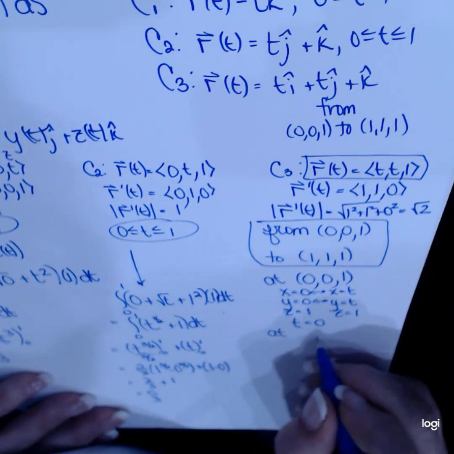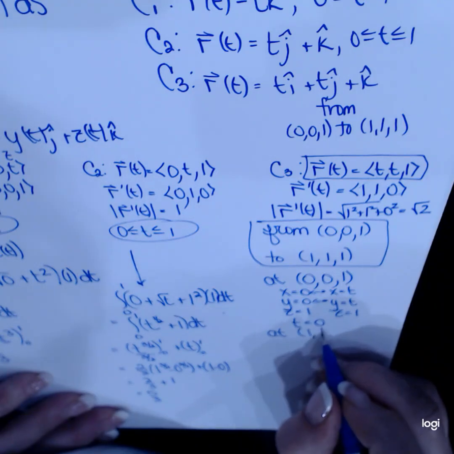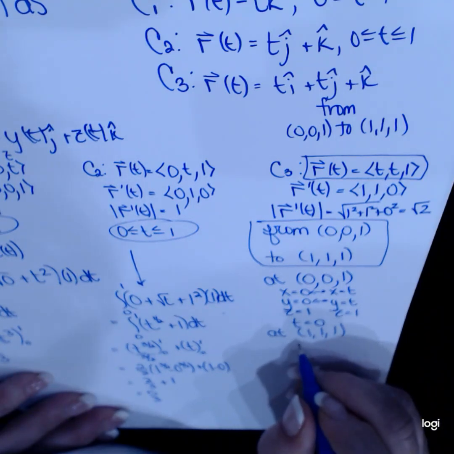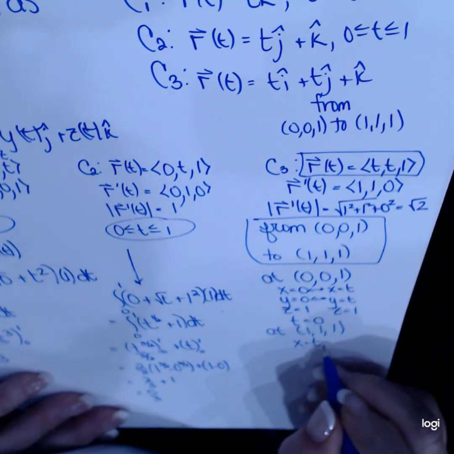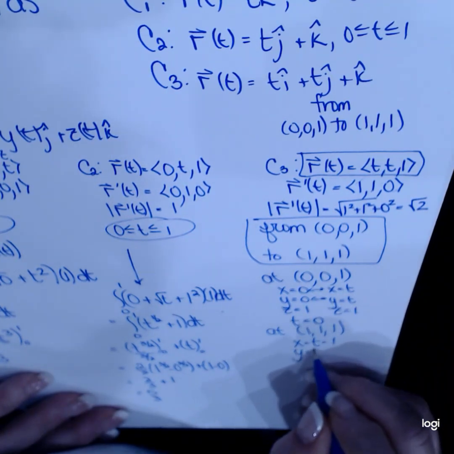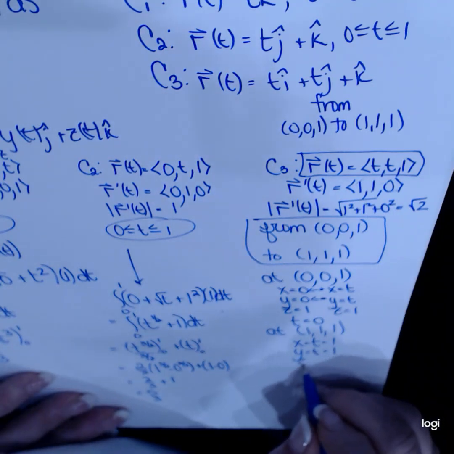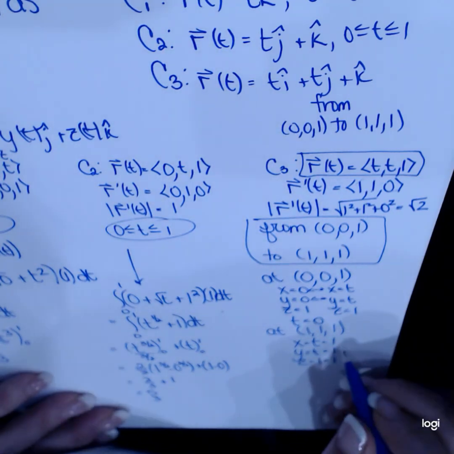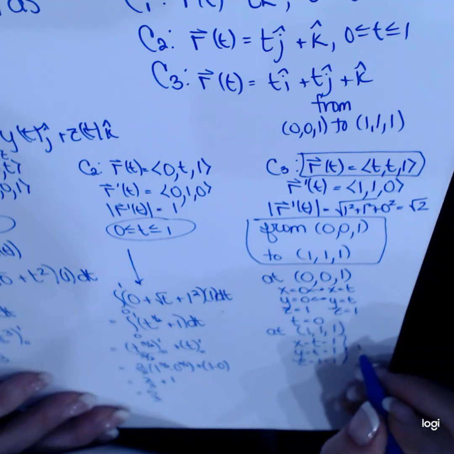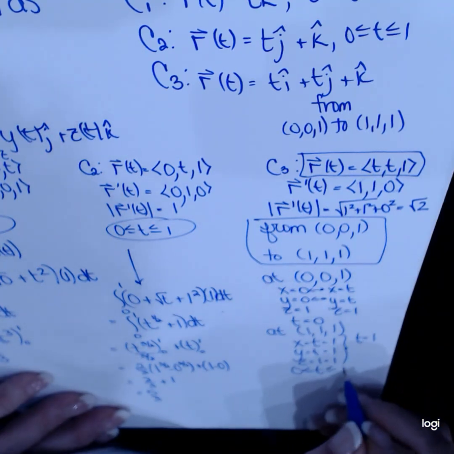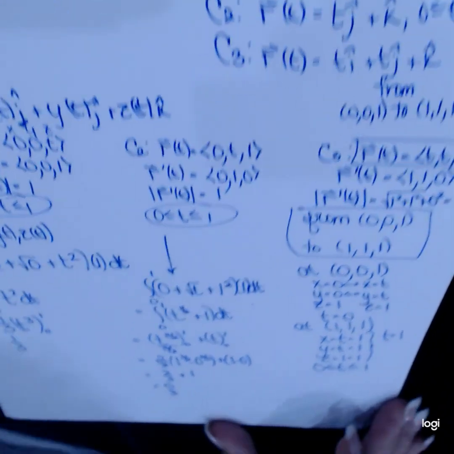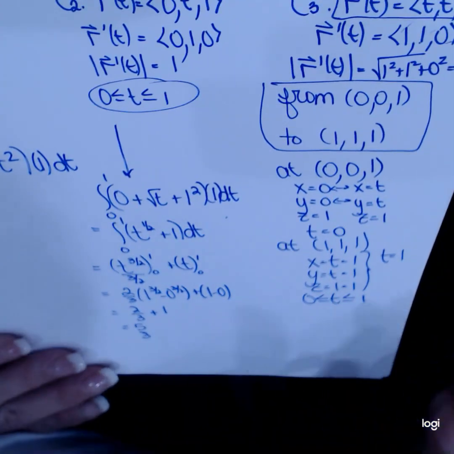Then, of course, at the point 1, 1, 1, I have x, which is equal to t, is equal to 1, y, which is equal to t, is equal to 1, and z is equal to 1. And of course, using any of those, I get t is equal to 1. So my bounds are still from 0 to 1. I just wanted you to see a different way of presenting that.